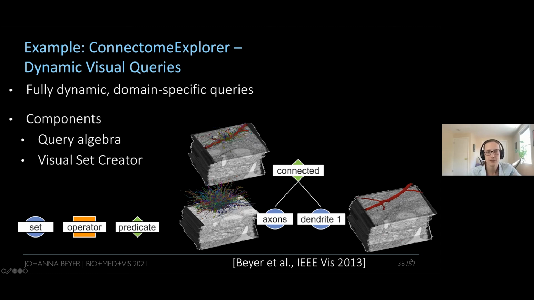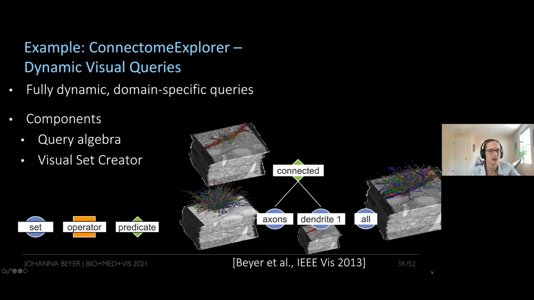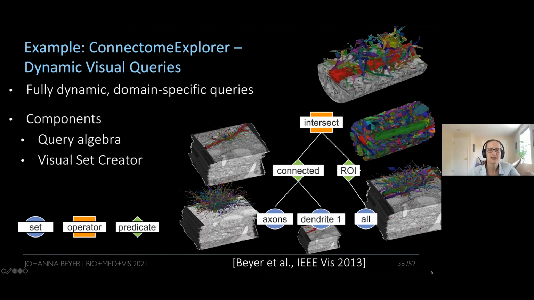So you have the connectivity information. Or you can build on top of this first query and say, well, now if I start with the volume again, I'm only interested in a certain region of interest. Now, what happens if I only want the intersection of the region of interest with those structures that connect to the one dendrite? So being able to dynamically create those queries to zoom in on the parts of the data set that you're interested in.